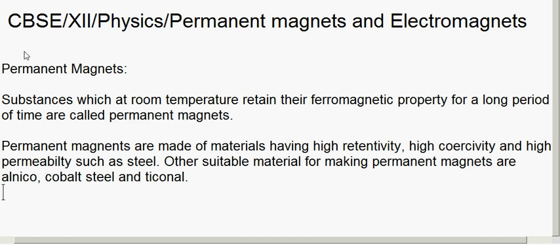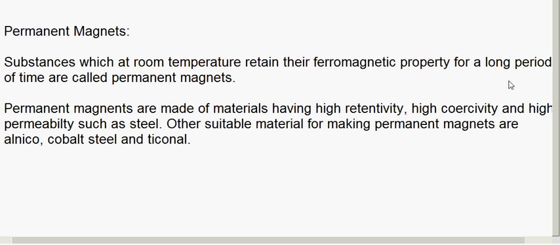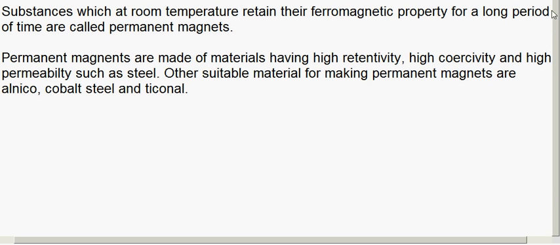Now what are electromagnets? So electromagnets are not permanent magnets. The name itself says electro. So when you pass an electric current through it, the material behaves like a magnet. They are temporary magnets. They are not permanent magnets. So once you remove the current, it will get demagnetized.